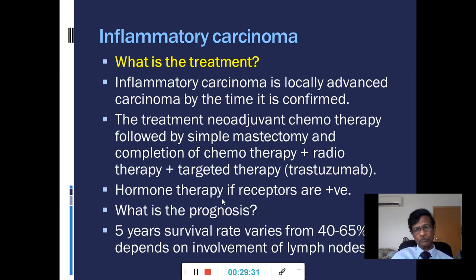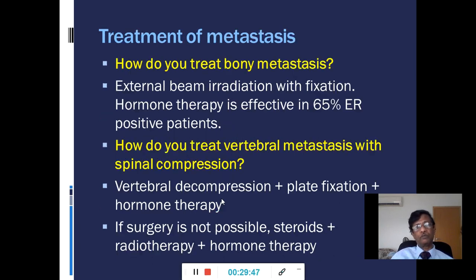Five-year survival rate varies from 40 to 65%, depending on the involvement of the lymph nodes. Yes, so that's why it is an aggressive carcinoma. Five-year survival rate drops down to 40 to 65%, just like a locally advanced carcinoma occurring in a young patient.